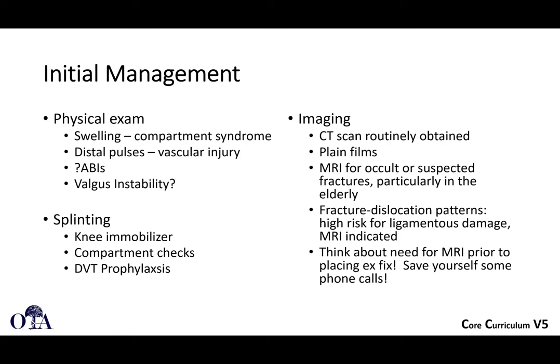When you have a very grossly comminuted fracture, you probably don't need to check for instability; it's just in those cases where it's questionable as to how unstable it truly is. You'll often have to splint these patients, and knee immobilizers work great. Sometimes you have to add a posterior splint for some rotational control. Compartment checks, DVT prophylaxis, imaging will involve plain films, and then typically a CT scan, although you sometimes have to consider MRI as well. And if possible at your institution, if you really need an MRI, think about that before getting your X-Fix put on. Make sure your X-Fix is MRI safe, for example.